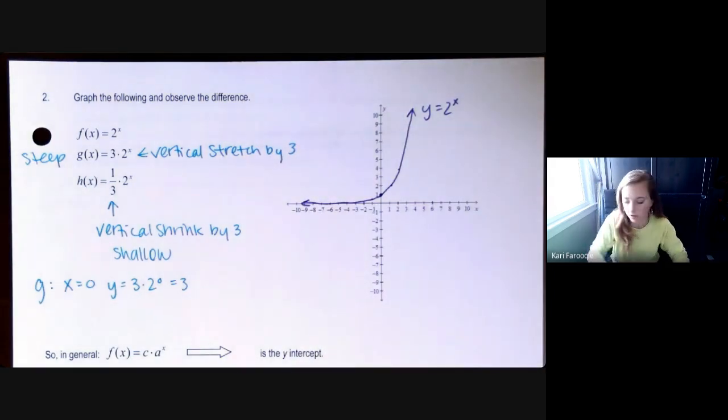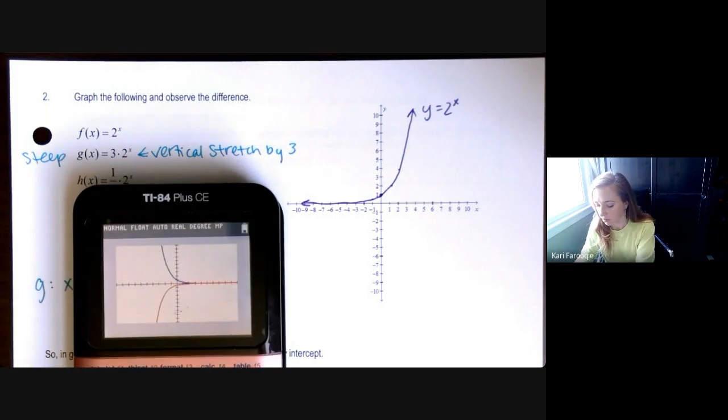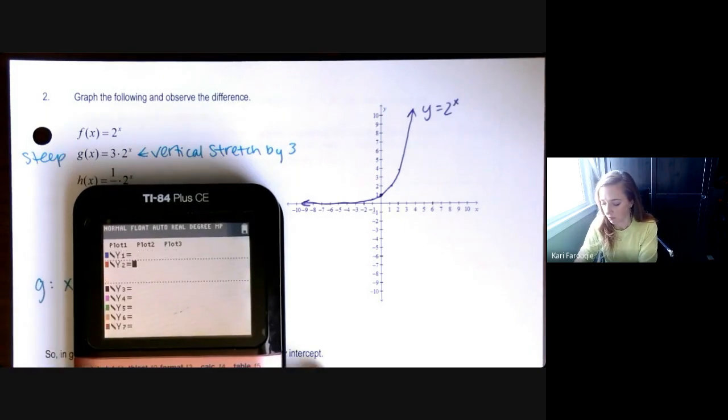We can actually look at these on our graphing calculators. So let's see, you have 2 to the x. So this is the base graph that we have.